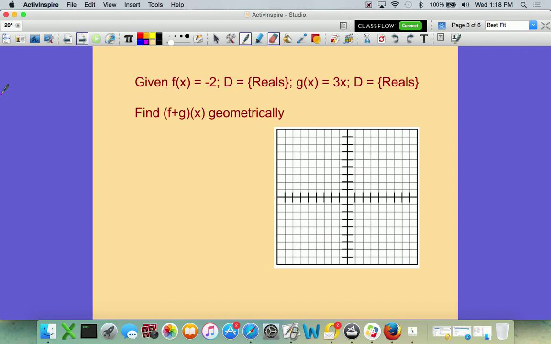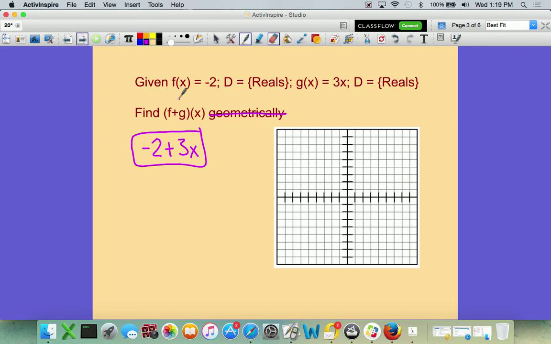For the next one, you can do this two different ways. The one way we did it was algebraically. I'm going to show you geometrically, but if this word wasn't here, it says find f plus g. So can't you go negative 2 plus 3x? There's our answer.